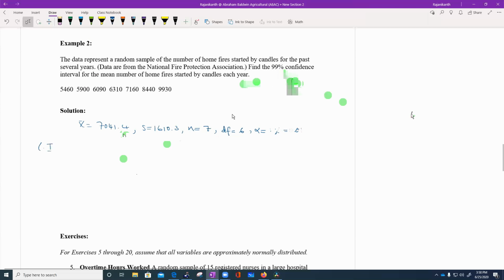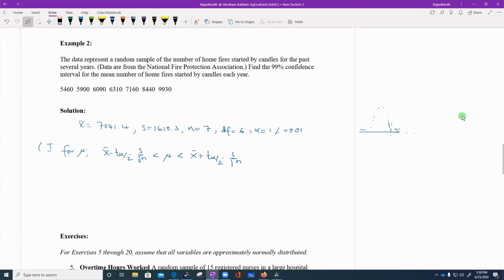So the confidence interval formula is what? X bar minus t alpha over 2 times s over square root n, less than mu, less than x bar plus t alpha over 2 times s over square root n. You need to figure out now only t alpha over 2. So let me draw a picture here to find t alpha over 2. Remember, I need to know the right side area. So this is alpha over 2, and this side also alpha over 2. Alpha is 0.01, therefore alpha over 2 should be 0.005, and this side also 0.005, right? Now you need to figure out t alpha over 2.